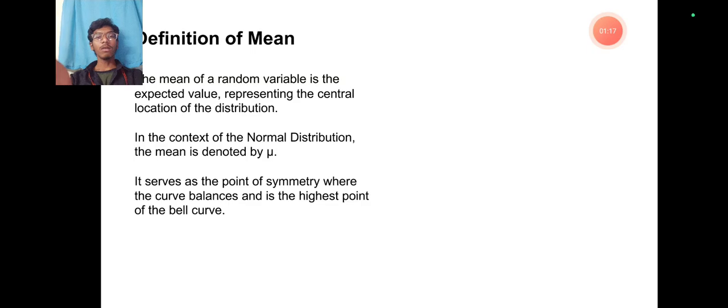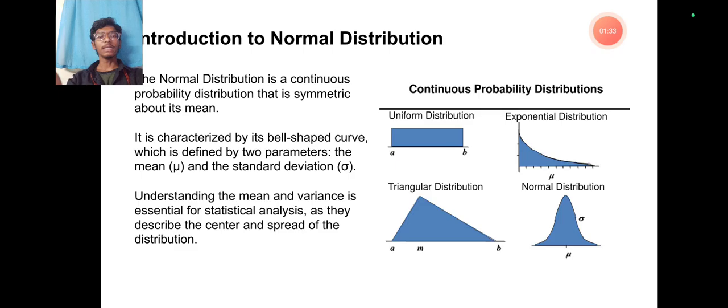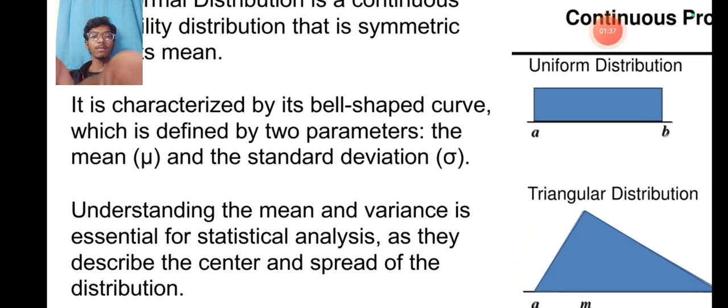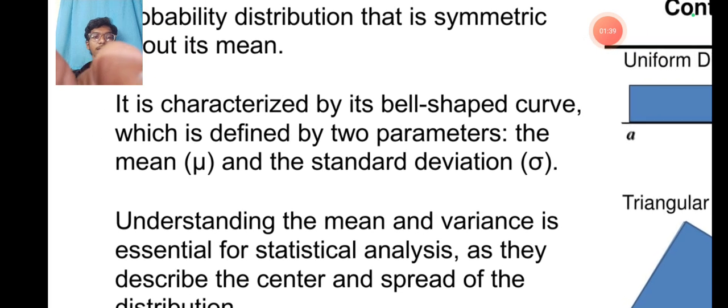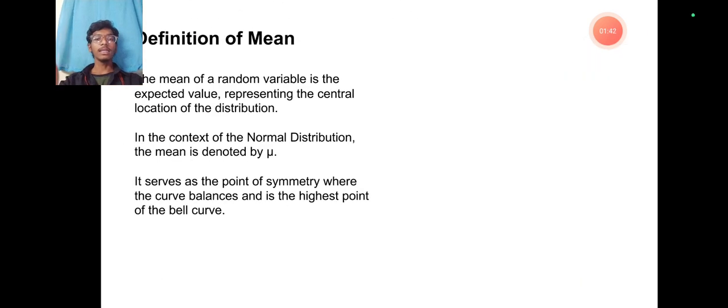The mean of a random variable is the expected value, representing the central location of the distribution. In the context of the normal distribution, the mean is denoted by mu. We have already mentioned this in the previous slide. Here we can see the two parameters: the first is mu and the second is sigma. The mean serves as the point of symmetry where the curve balances, and it is the highest point of the bell curve.